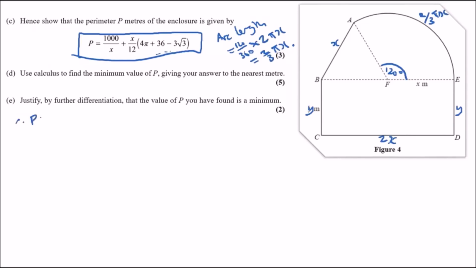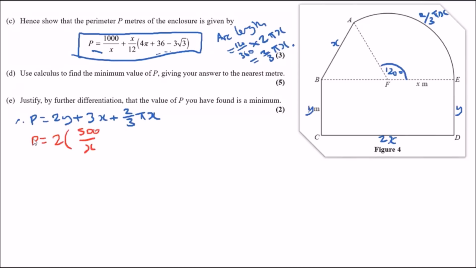So therefore, P equals, adding up the y's, we got 2y plus 3 lots of x's plus 2 over 3 pi x. And in this case, notice that the P equation here has no y, so we just replace y with our equation we previously found, and thus we should have P equals 2 multiplied by 500 over x, replacing y.